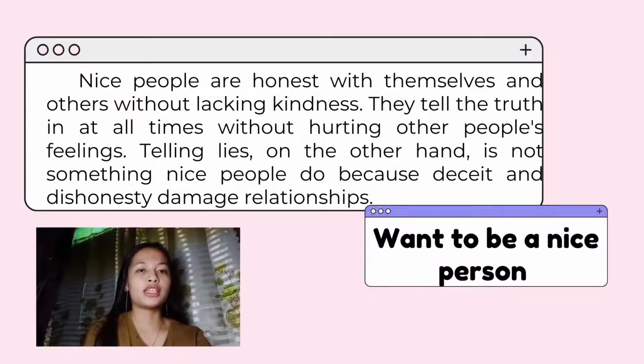Want to be a nice person? Nice people are honest with themselves and others without lacking kindness. They tell the truth at all times without hurting other people's feelings. Telling lies, on the other hand, is not something nice people do, because dishonesty damages relationships.